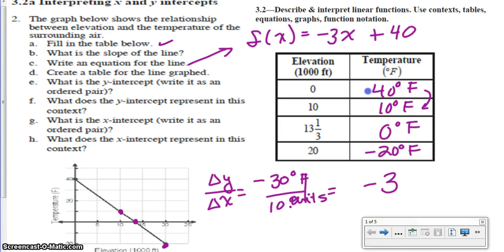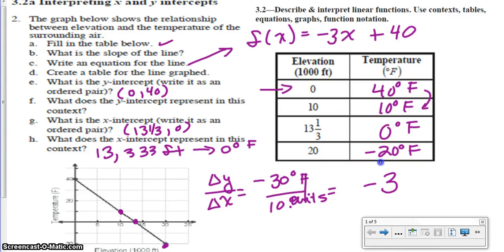We already created a table for the line that was graphed. So what is the y-intercept? The y-intercept is 0, 40. And what does it represent? Well, this is it right here. The elevation at 0 is equal to 40 degrees Fahrenheit. Okay, that's what it represents in this context. What is the x-intercept? In this case, it's 13 and a third, 0. What does it represent in this context? Well, really and truly, what this represents is at 13,333 feet, you will have 0 degrees Fahrenheit. Okay?